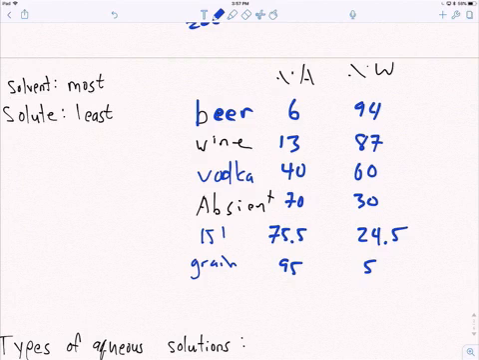And then 151 rum, that's 151 proof. That's 75.5% alcohol, 24.5% water. And if you get pure grain alcohol, that is 95% alcohol and 5% water. Grain alcohol is also known as an azeotrope. That means the fraction in the vapor is the same as what's in the solution.